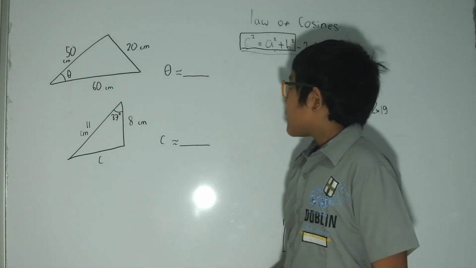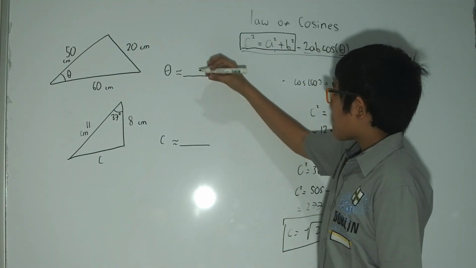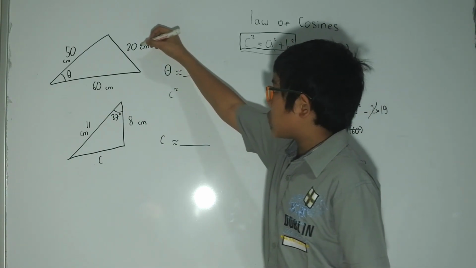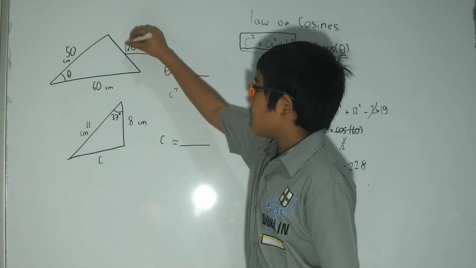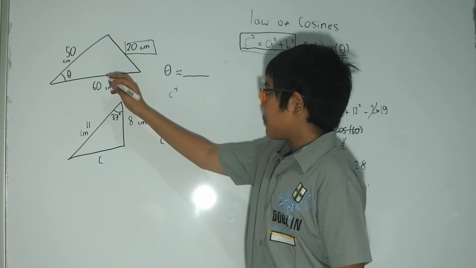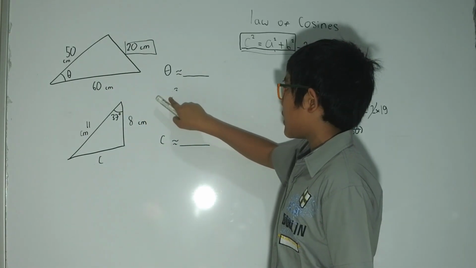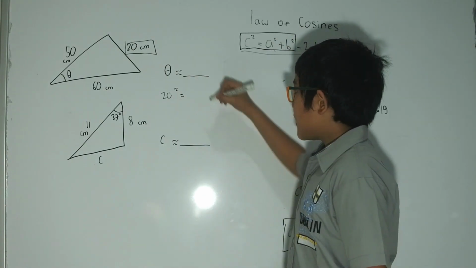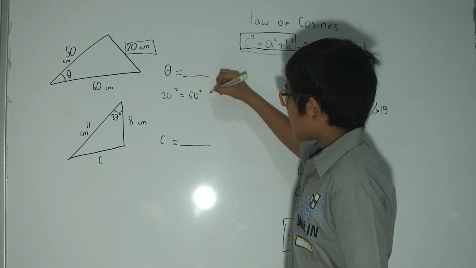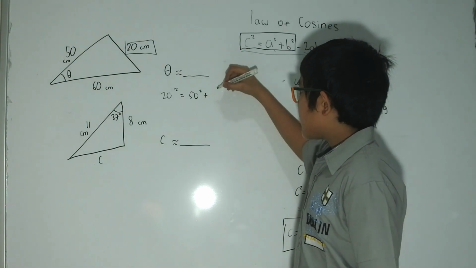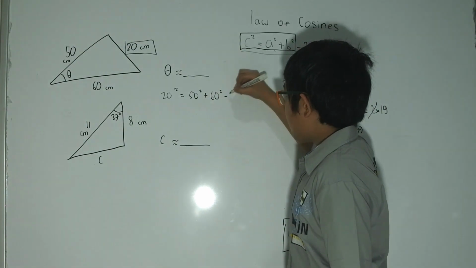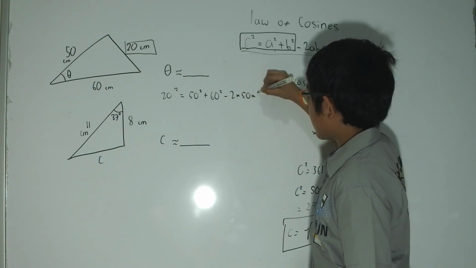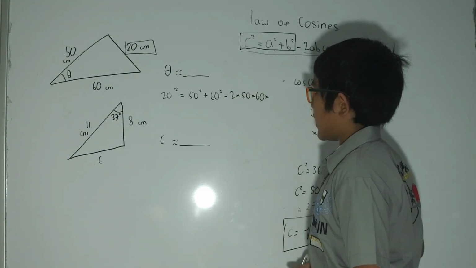So then, it's going to be about c squared, which is going to be 20 centimeters, as I said before, the side opposite of our angle. So you can just say that c squared is 20 squared. It's going to be a squared, which is 50 squared, plus b squared, 60 squared, minus 2ab, which is 2 times 50 times 60, times cosine of theta.